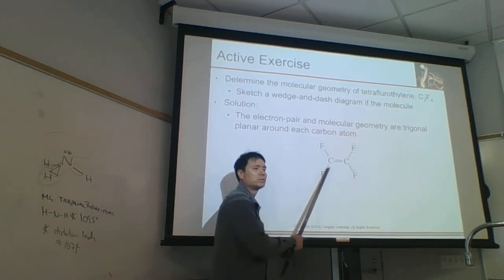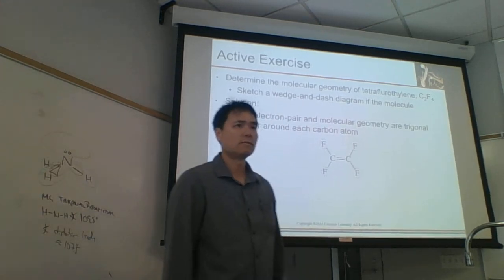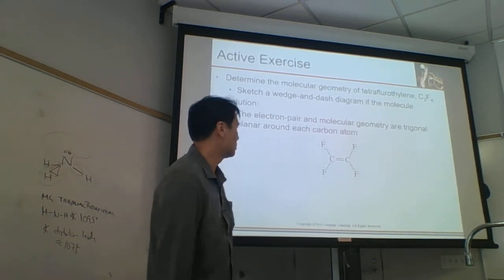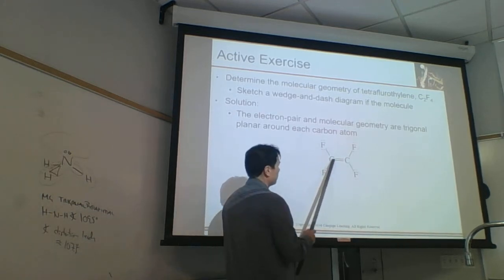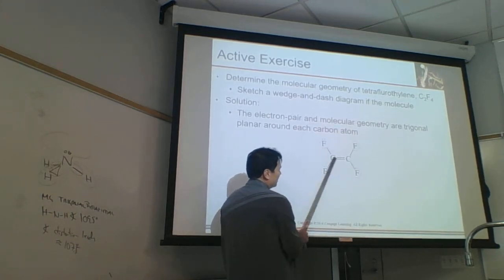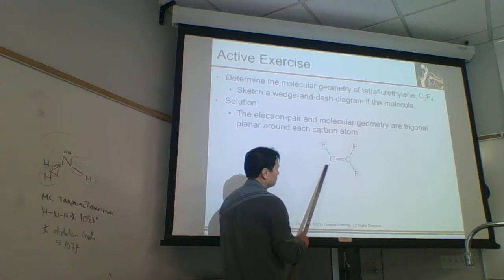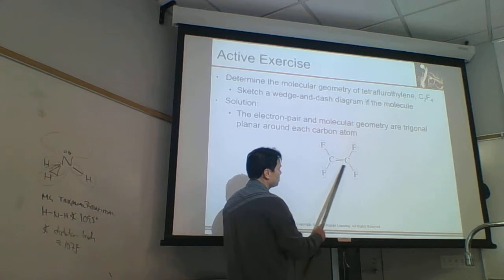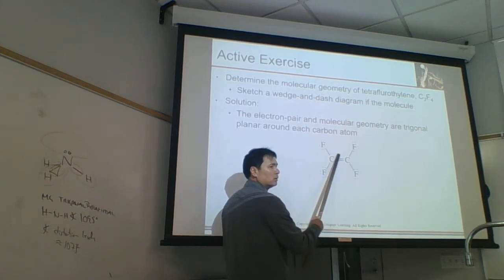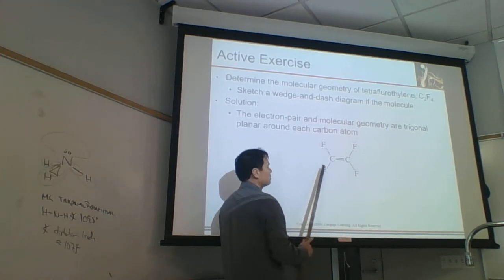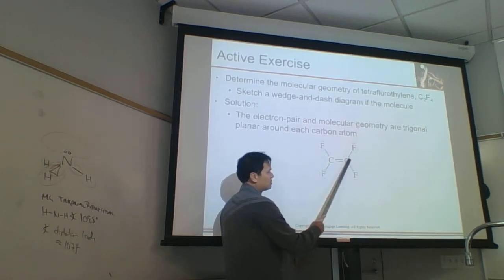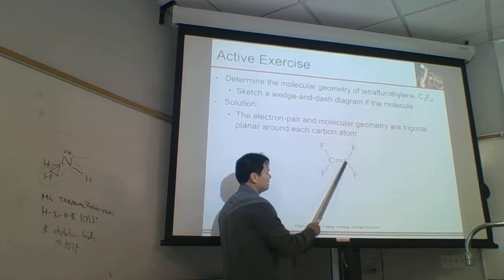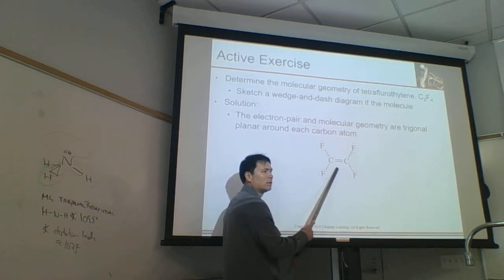If there are 3 groups, what's its EPG? Trigonal planar, in this case. So everything's flat, and there are 120-degree angles. If I look at the geometry of the bonded atoms, they are also trigonal planar. And so this carbon should be trigonal planar. Well, this is the same. This carbon is trigonal planar, and the FCC angle is 120. In fact, all the angles should be 120.